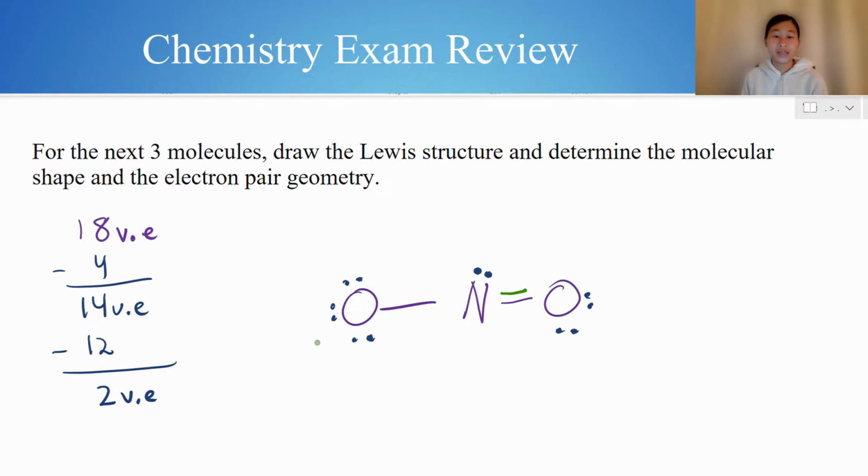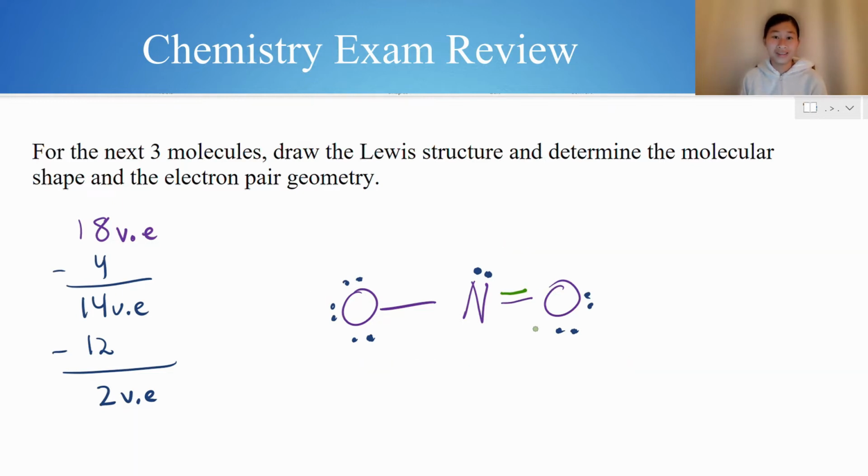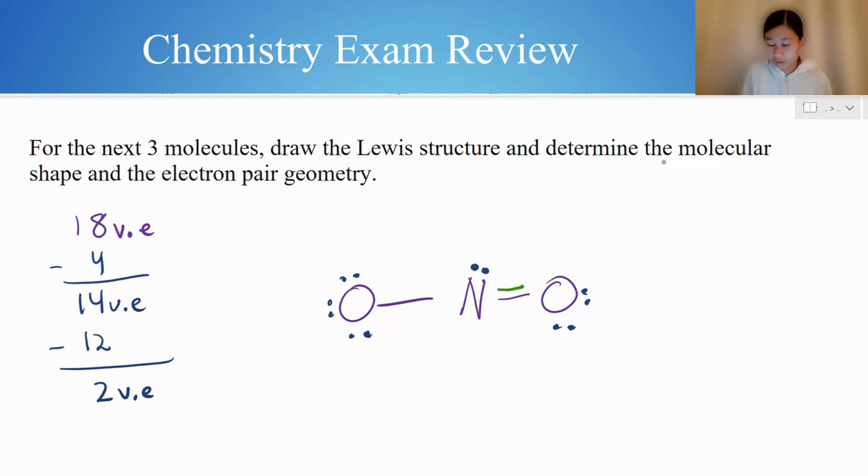We could have also taken the electrons from this oxygen, the one on the left. Either one works fine, just as long as the octets are filled for these 3 atoms. So in the end, this will be the structure for NO2-. For this question, we also want to find the molecular shape and the electron pair geometry. So let's start off with the electron pair geometry.